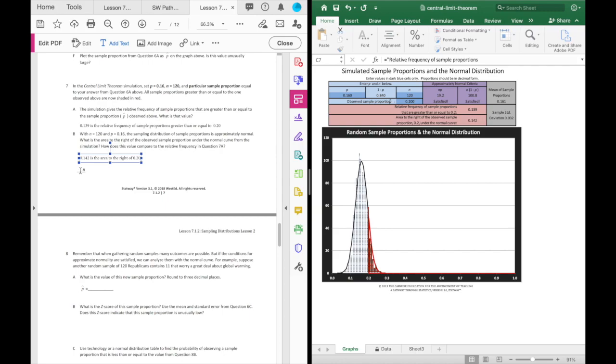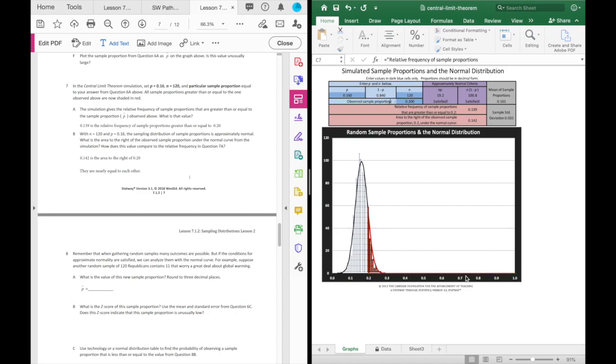The next part asks us, how does this value compare to the relative frequency? I'm hoping that we notice that 0.139 and 0.142 are very similar to one another. They are nearly equal to each other. So what is the point of this? The area to the right is the theoretical answer, and the relative frequency means that in this simulation, that's the proportion of them that were above that.